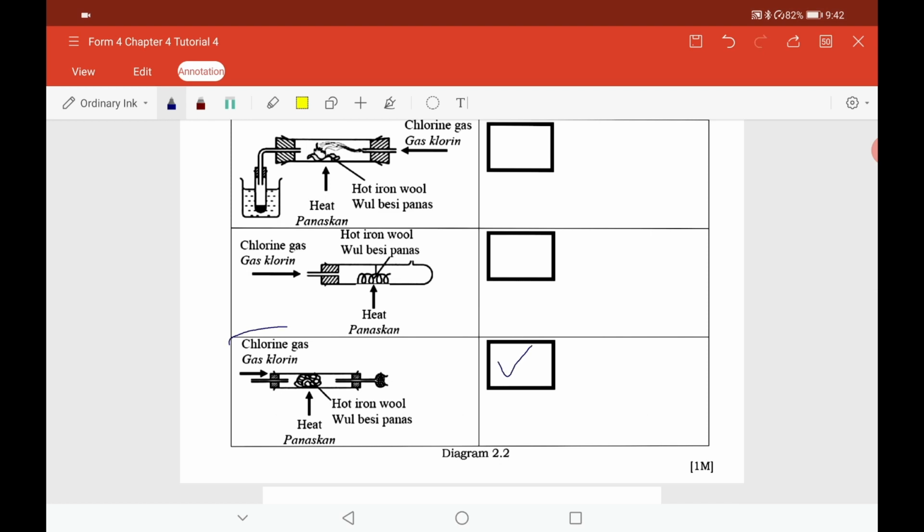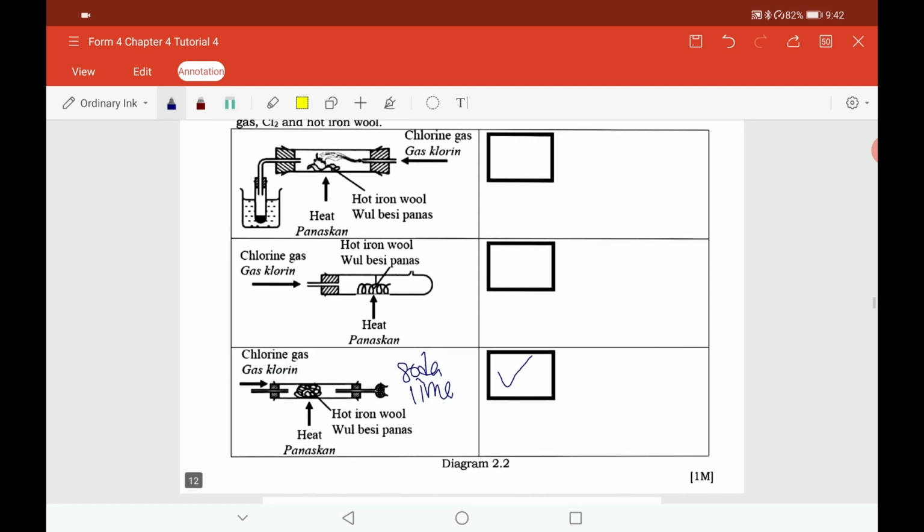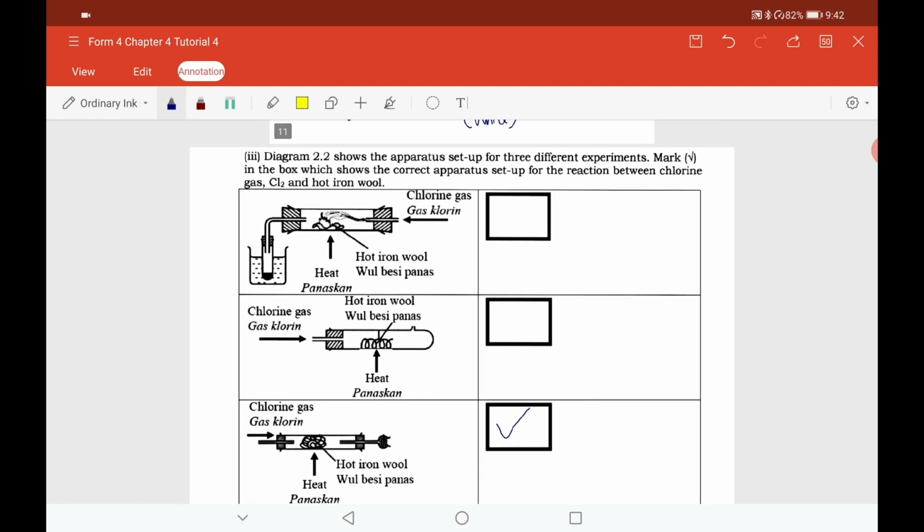Why? When chlorine gas goes in, it will react with the hot iron wool, and here you must have soda lime. Soda lime will help you to absorb the extra chlorine gas. Why? Because all the halogen gases are toxic. Always remember, halogen gases are toxic. If you don't have this, the toxic gas will go to the surrounding, which is very dangerous. So we need soda lime to absorb the toxic gas. So the last one is correct. This is very straightforward.